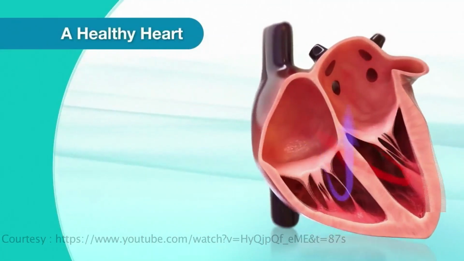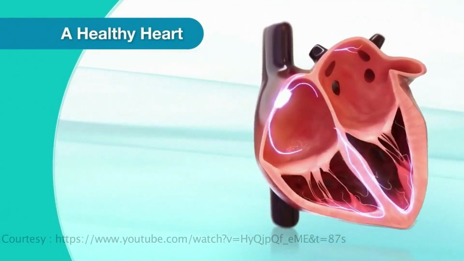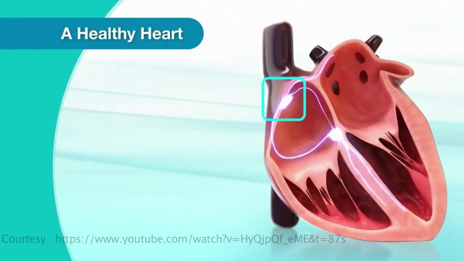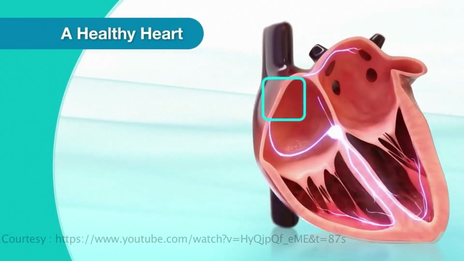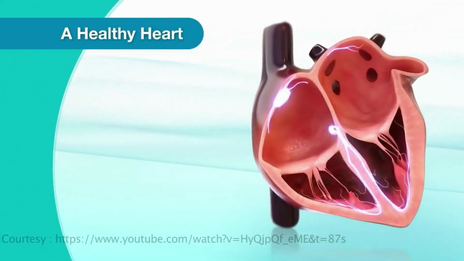In a healthy heart, electrical signals travel through the heart in a regular pattern, as seen here. These electrical impulses originate in a special section of the atrium and travel through the heart in a regular pattern. Each signal ultimately causes the heart to beat.